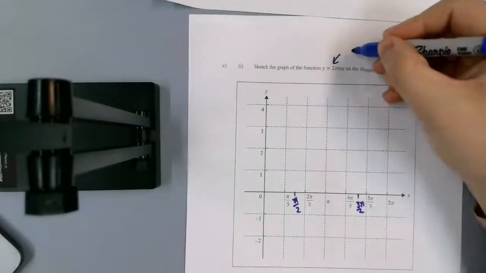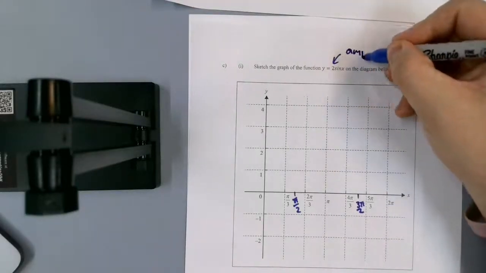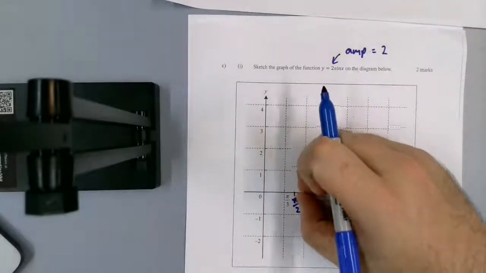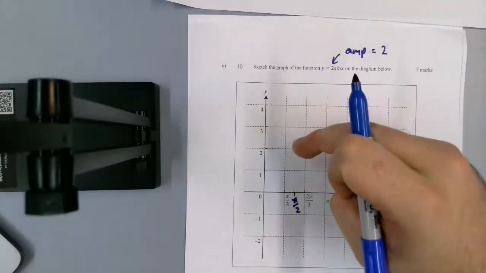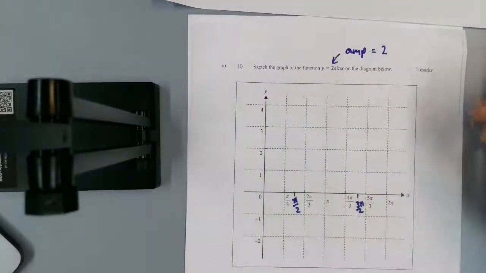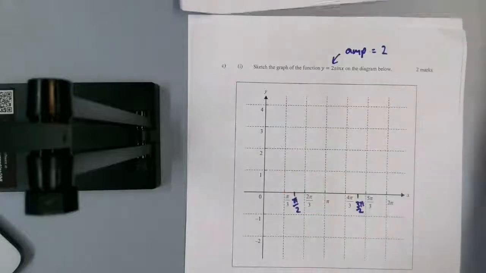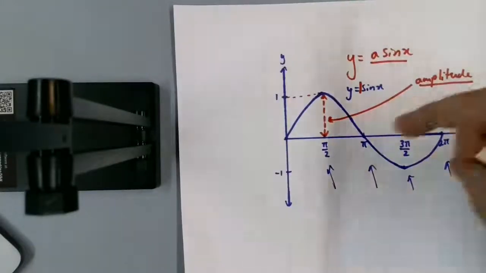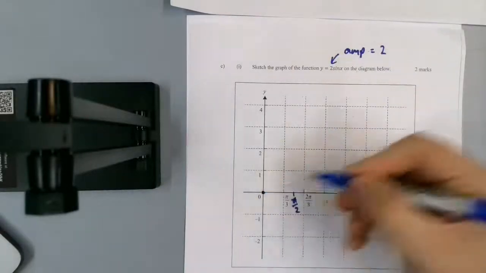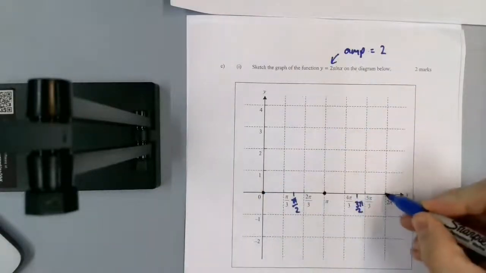So you'll notice this here has an amplitude equal to 2. That just means it stretches away from the graph, and the maximum will occur at 2, and the minimum will occur at -2. Nothing else changes in regards to that. So the intercepts will stay the same. Remember, the intercepts occur at 0, pi, and 2 pi. So let's put the intercepts in at 0, pi, and 2 pi.